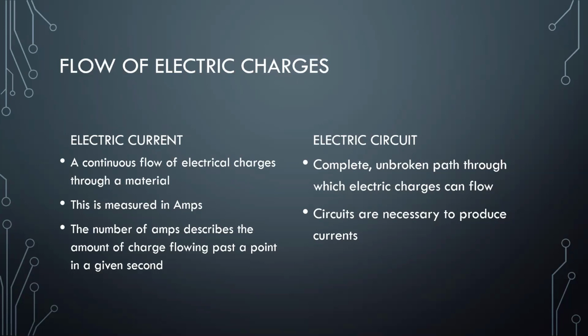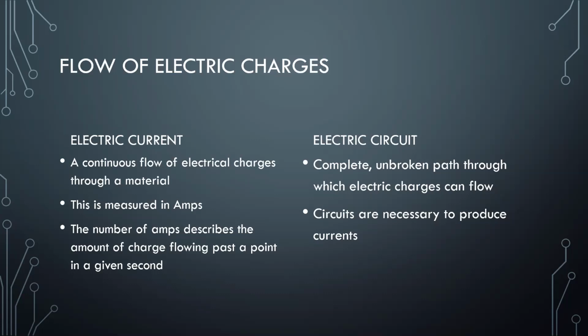The number of amps describes the amount of charge flowing past a point in a given second. This is important to know because certain wires can only hold so many amps at any given time, and you can't overload them or bad things are going to happen. Electric current is closely related to an electric circuit, because electric circuits are the only way we're able to have a continuous flow of electricity in things like our homes.